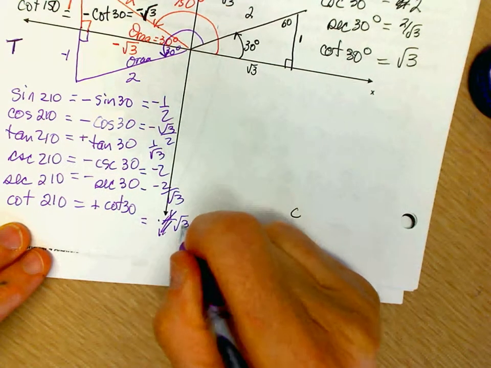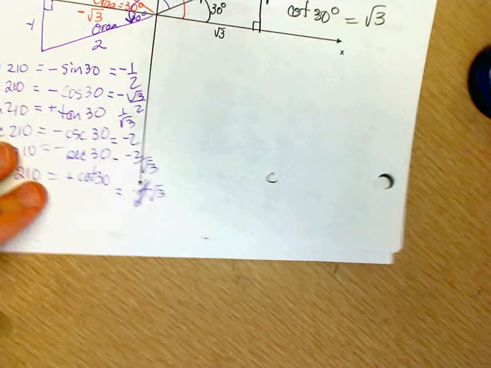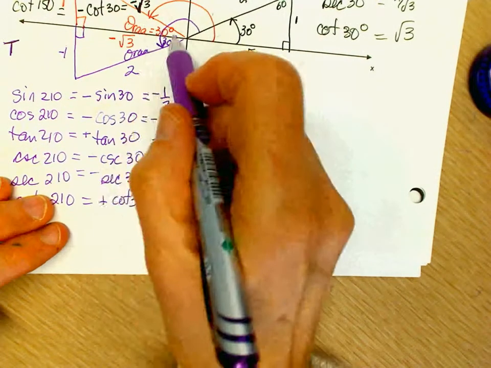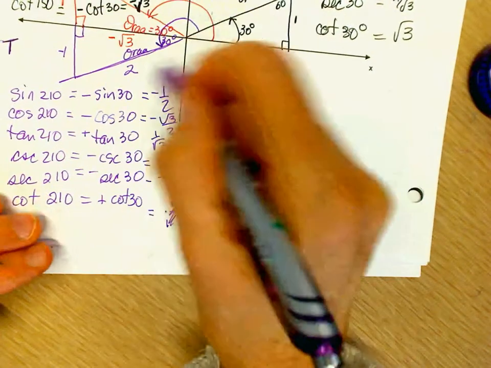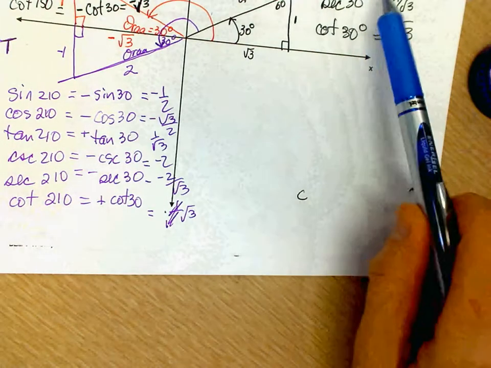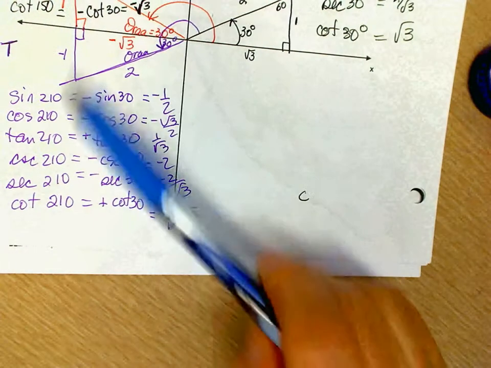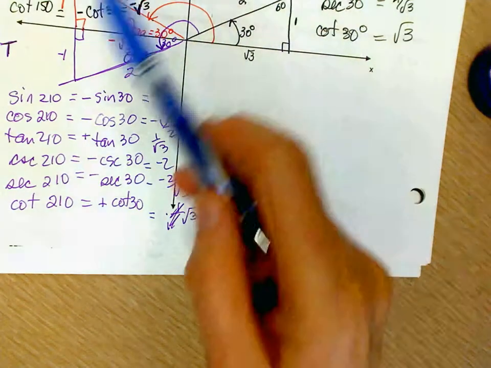Yes? On the terminal arc, do we need to add an arrow? Here? No, if you drew it like this, I don't really care. This is just a sketch, that's all. All I'm trying to show you is the relationships between trig ratios of any angle and its related acute angle, which is this.